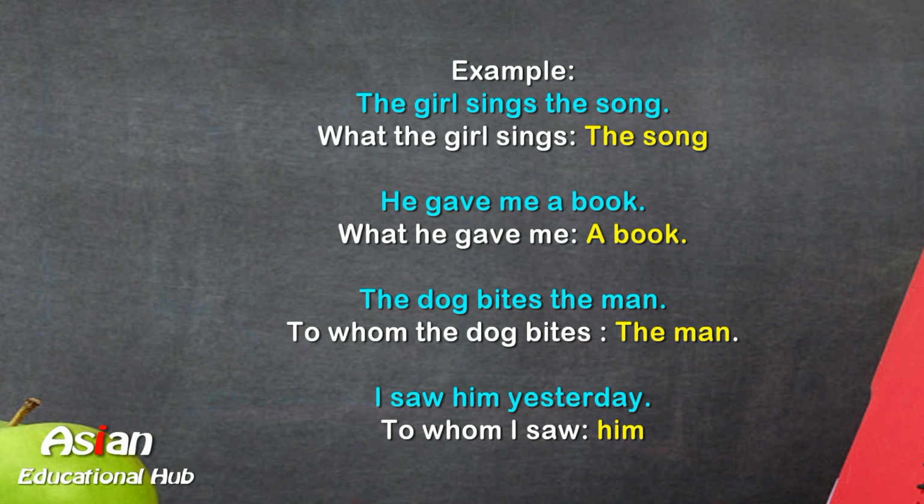The dog bites the man. Whom does the dog bite? The man. The man is a direct object. And I saw him yesterday. Whom did I see? Him. So him is a direct object.